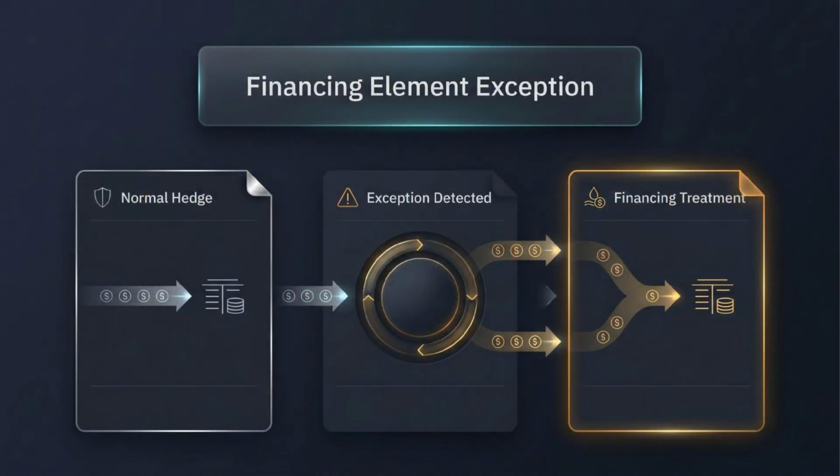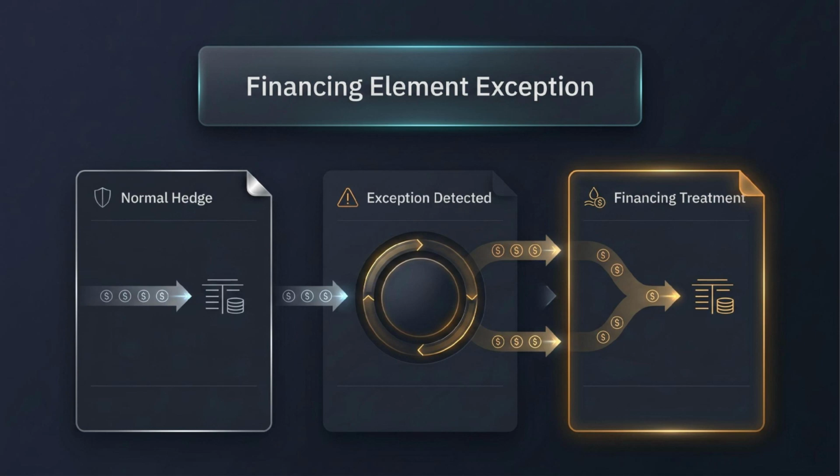Now we meet the financing element exception. If a derivative contains an other than insignificant financing element at inception, the borrower classifies the related derivative cash inflows and outflows as financing activities. This exception overrides the normal follow the hedged item idea. Why? Because the derivative is not only managing risk, part of the arrangement behaves like financing. This can happen when off-market terms create the effect of one party lending to the other through the derivative structure. The assessment is made at inception, not after the fact when the numbers look inconvenient.